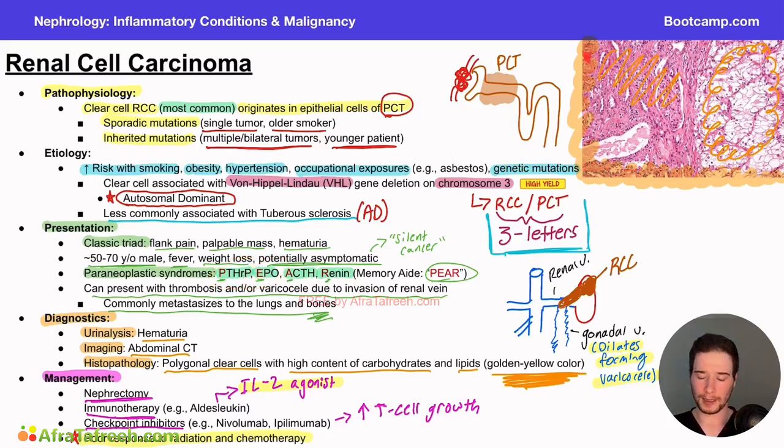When we think about diagnostics, we have our basic stuff, including urinalysis, our CT, and uniquely, our histopathology is going to show these glycogen-heavy, lipid-heavy cells that look kind of spaced out, giving it its clear cell appearance. And finally, for management options, we can consider surgical intervention or medical intervention, but it's important to know that this particular type of tumor does not respond well to radiation or chemotherapy.